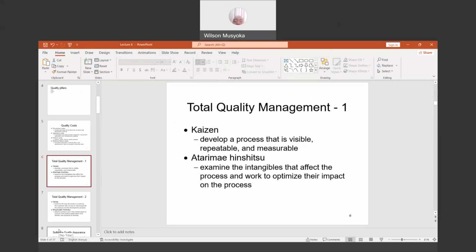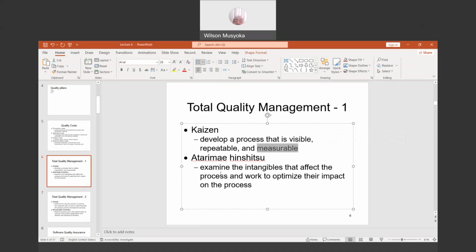And sometimes we use some of these concepts which have been developed and they have been put in place. Like when you talk of Kaizen, it is a concept in total quality management whereby you develop a process that is visible, that is repeatable, and that is measurable. The process has to be visible or has to be properly understood by the users, and then it can be repeated and then it can be measured.